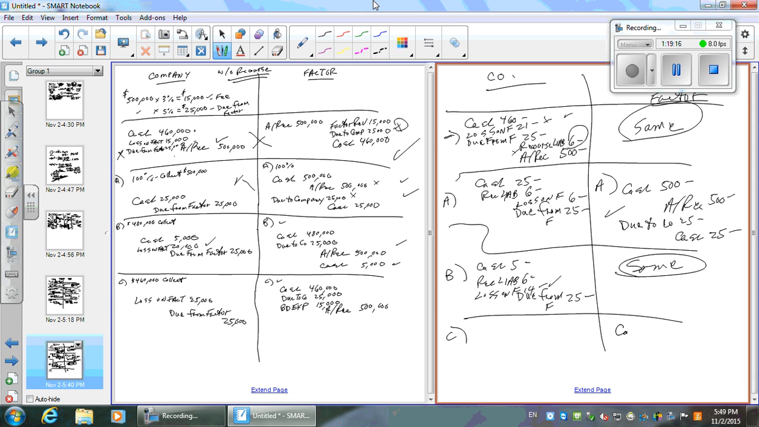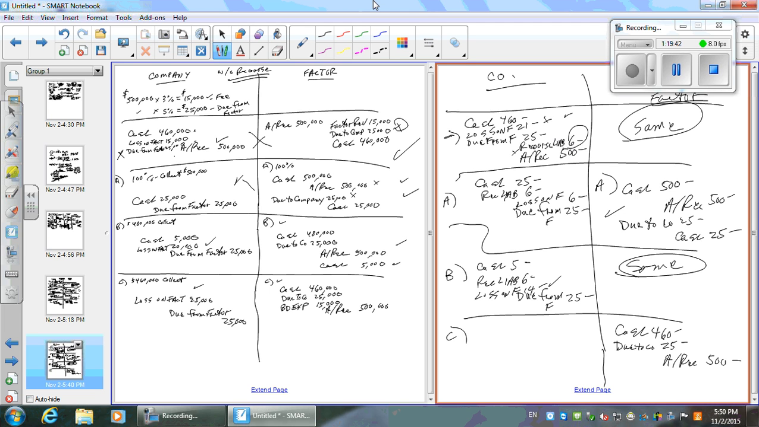Cash, how much? You said 460, right, guys? Cash is 460. Accounts receivable, how much? 500. What else do we need to get rid of? Due to company, gotta go? How much? 25. Okay, what else do we have?